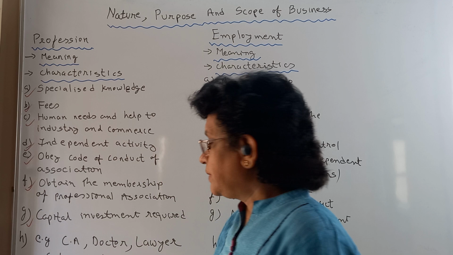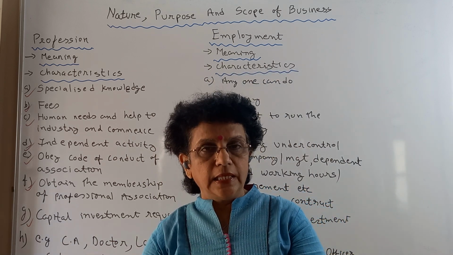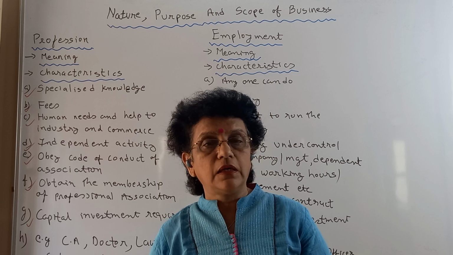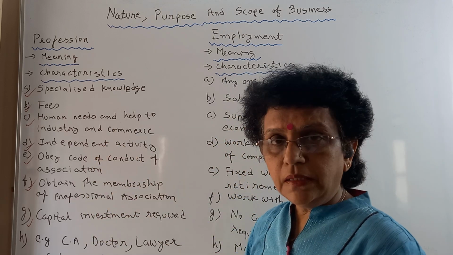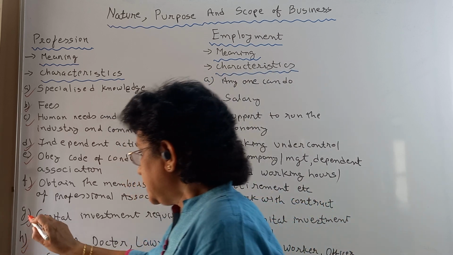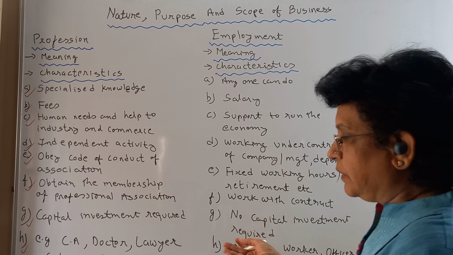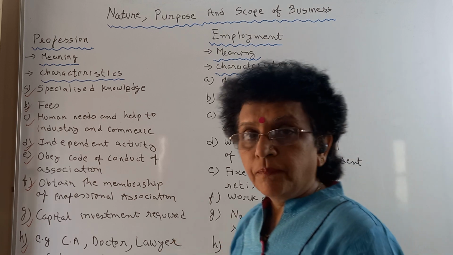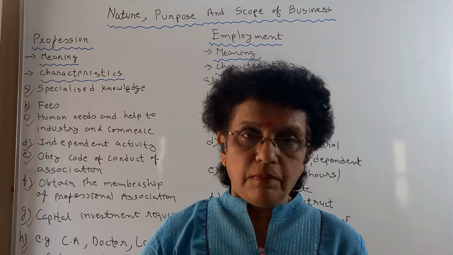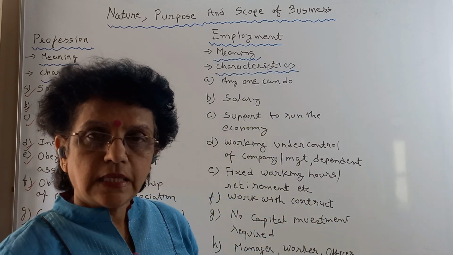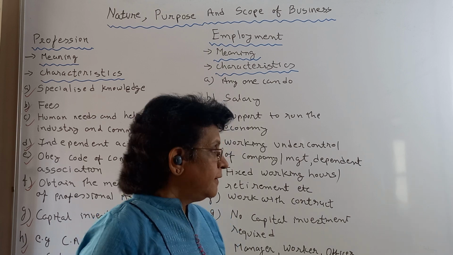Capital investment required. They are going to open their office. They are going to manage the activity independently on their own. We have already seen they work independently. So capital investment is required. You can see professionals in a society like chartered accountants, doctors, lawyers, solicitors, etc. ICWA are there. Then MBA and management oriented professionals are there. Many other professional institutions are there.